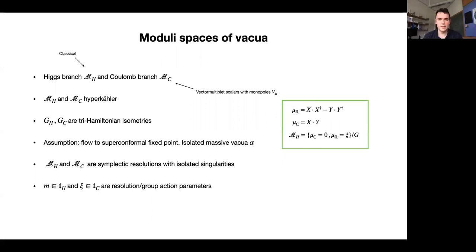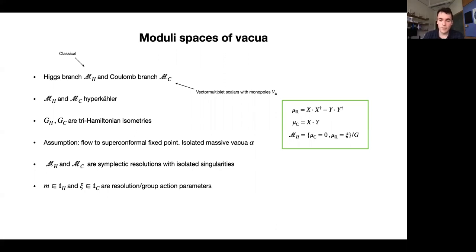Okay. So generally, these theories have a non-trivial moduli space of vacua. This splits into two distinct branches called the Higgs branch, where hypermultiplet scalars obtain a Vev, and the Coulomb branch, which is parameterized by vector multiplet scalars and monopoles.